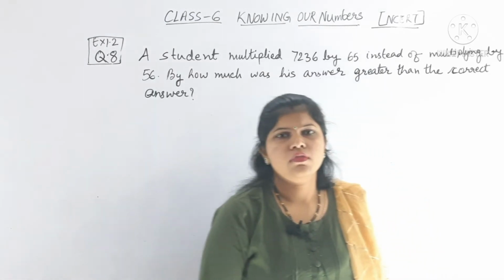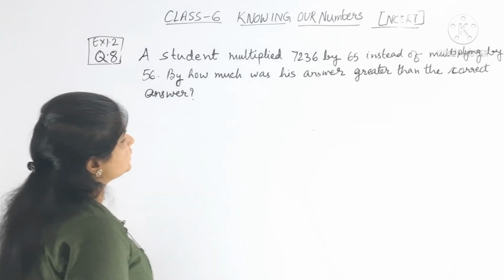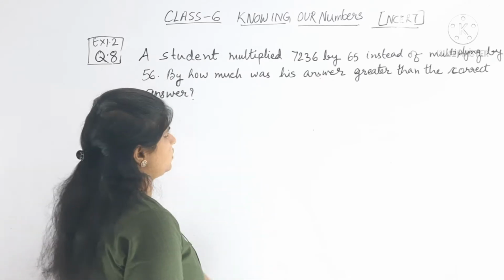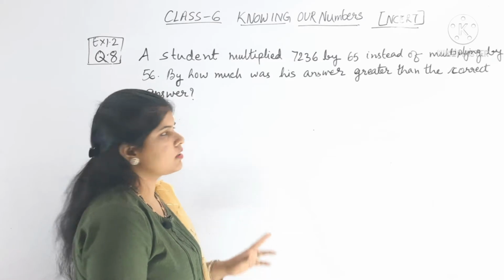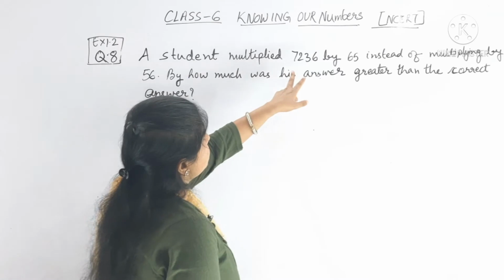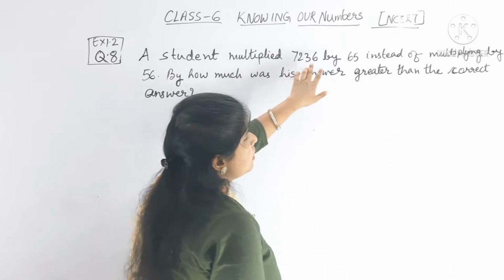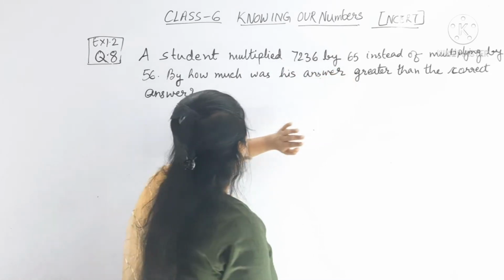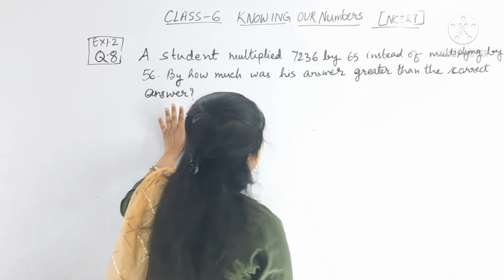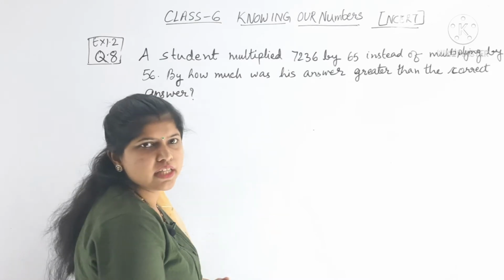Now let's see what is question number 8. Question number 8 is, a student multiplied 7,236 by 65 instead of multiplying by 56. So a student has made the mistake that he has to multiply by 56, but he has multiplied by 65. By how much was his answer greater than the correct answer? So we have to find by how much his answer will be greater than the correct answer.